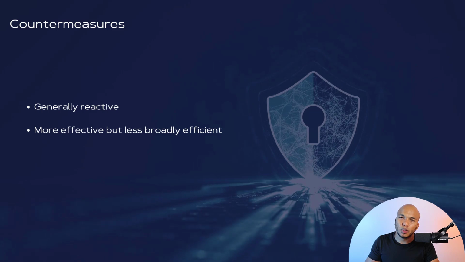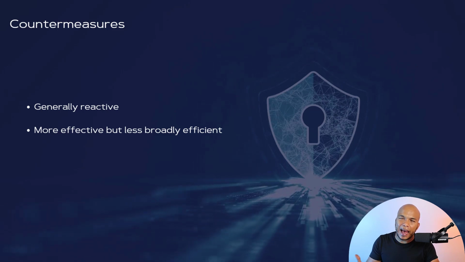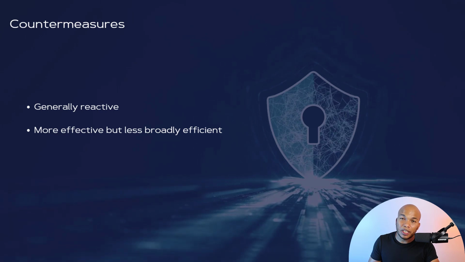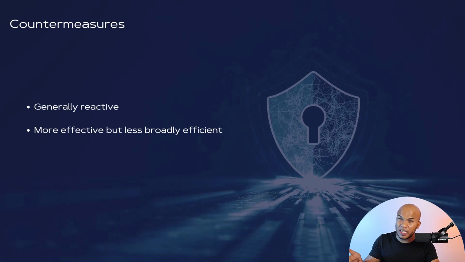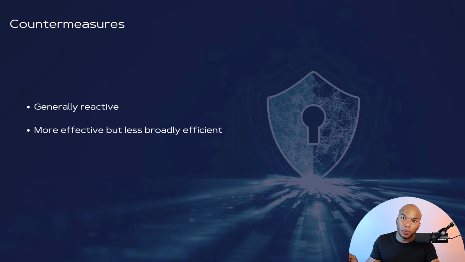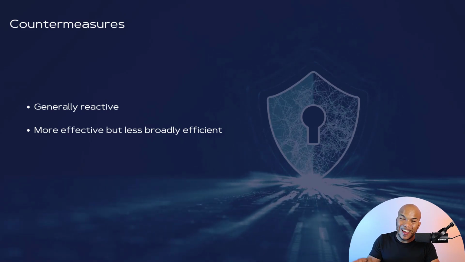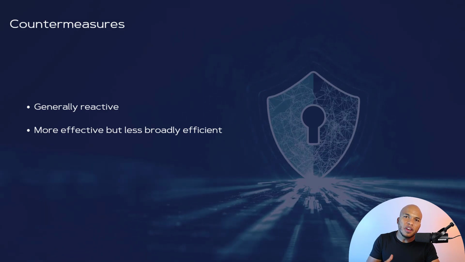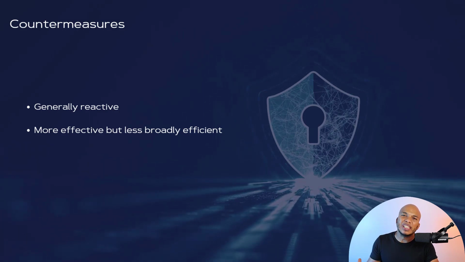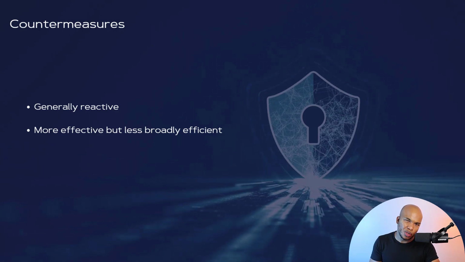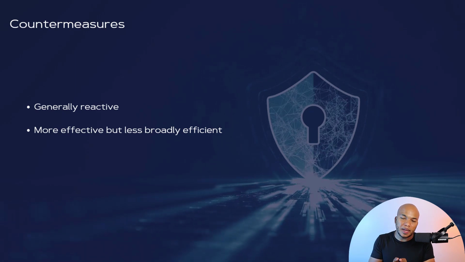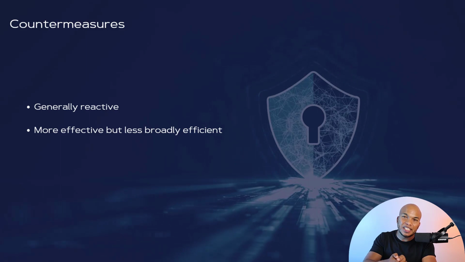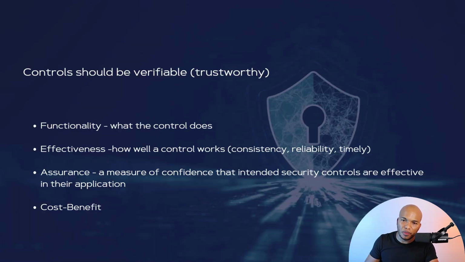Countermeasures are typically employed when a company has been hacked, when there's a security breach. The company might decide, to make sure that this particular kind of breach never happens again in the future, we're going to deploy this particular countermeasure against that specific kind of threat. So they are more effective, but less broadly efficient. They're very effective at combating a particular kind of threat, but don't do a good job of combating other types of threats.